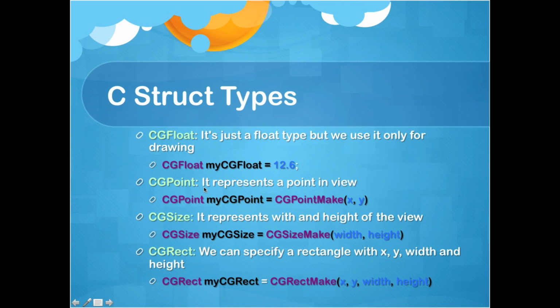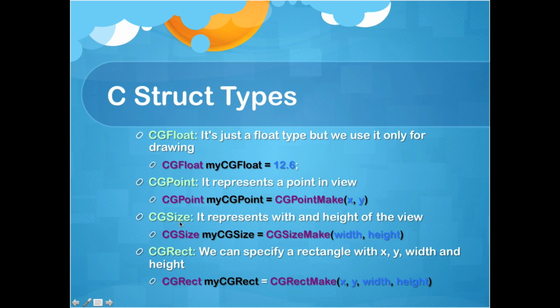We have also CGPoint. It specifies a point inside of the view. So a point in a view requires x and y, and this is the coordinate of that point. So we can specify x and y, and these x and y should be of type CGFloat, which is maybe 12.6 or whatever number that you want. You just put two numbers here, and you create the point via this useful method, which is called CGPointMake. If you want to make a point, we use this method, and we just specify the x and y, and it represents a point inside of the view.